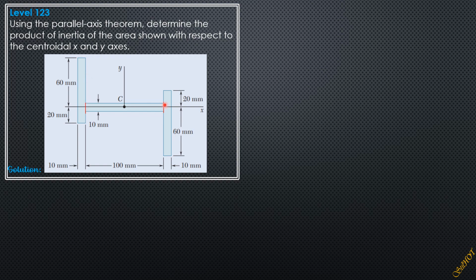So we divide the rectangles into this manner. We ignore this center rectangle because the product of inertia with respect to the xy axis is 0, because x and y axis are the axes of this element, and it is 0 also. Barred x is 0, barred y is 0 also for this rectangle. So the area is 800, this is also 800.